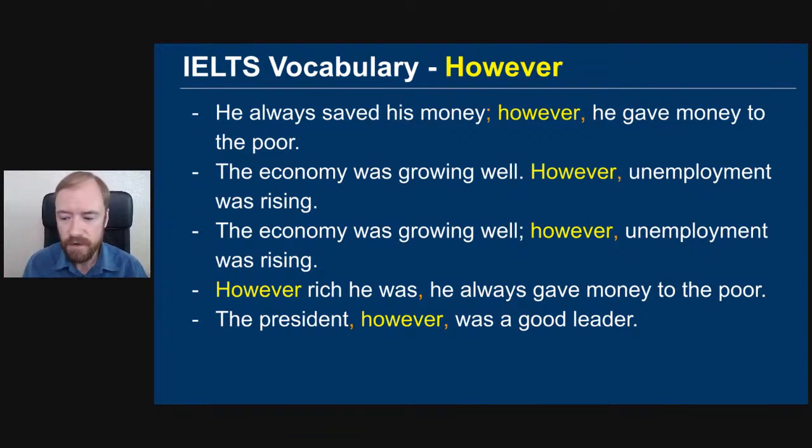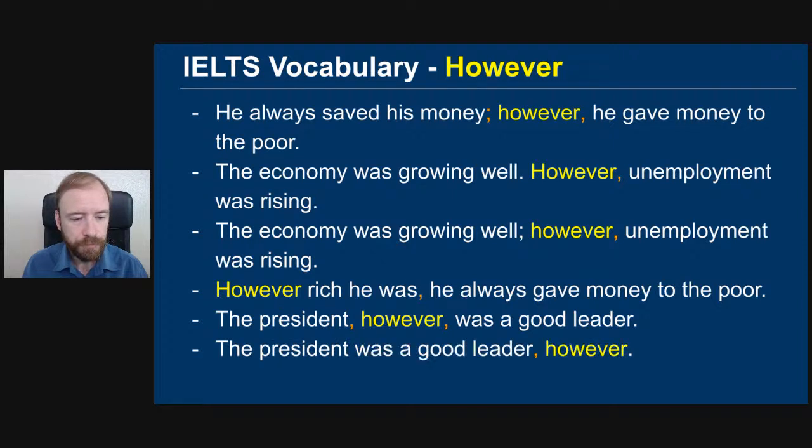When you're using however, you can put it in many places in the sentence, but please keep the grammar and the punctuation. Here I put it at the end. The president was a good leader, however. It can even go at the end. Okay, so yeah, we can stick however in many possible places. Wherever you put it, make sure you have the correct punctuation.